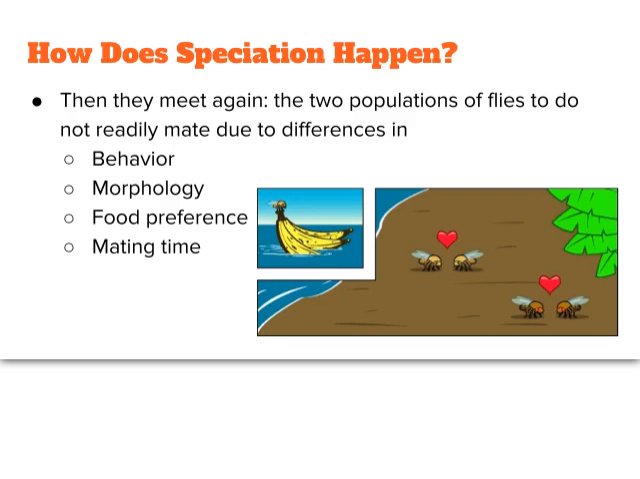And then eventually, maybe one day they meet again, but now, because they have adapted differently, they might have different behaviors, they might have different morphologies, they might have different food preferences or mating times, and now, because of these things, they no longer mate for one reason or another. Maybe they physically can't mate, maybe their behaviors prevent them from mating, maybe their mating time prevents them from mating, but for whatever reason, they're not mating anymore, and now they are considered to be two different species.